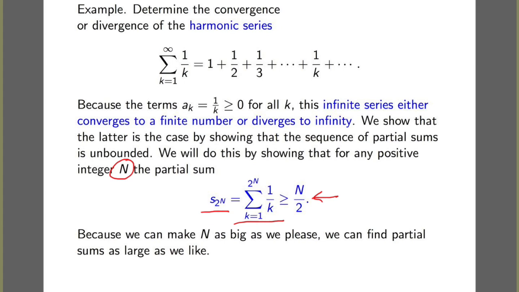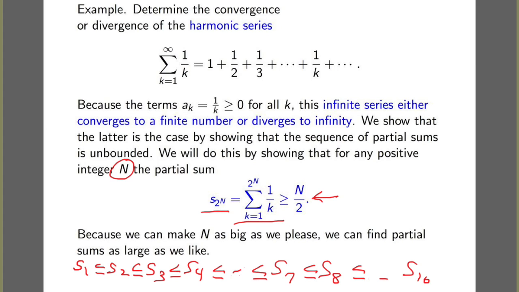We know these partial sums are non-decreasing, so S1 is less than or equal to S2, less than or equal to S3, etc., less than or equal to S4, less than or equal to, we'll have S7 come in here eventually, S8, S16 will be out here, and so forth. Now, the point is we're going to focus on these ones that are powers of 2. S sub 2 is 2 to the first. S sub 2 squared is S4. When n equals 3, we'd have S sub 2 cubed up here. That'll be S8, S16, etc.